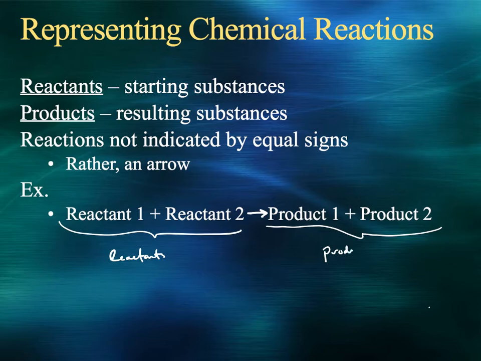you have your products. Notice here, there's 2 and 2. You've got 2 reactants and 2 products. That may not necessarily be the case. You could have 1 reactant and 2, 3, 4 different products. You could have 2 reactants and 1 product. They could combine to form them. Okay, so you're not limited to just 2 and 2. You could have different numbers on each side.